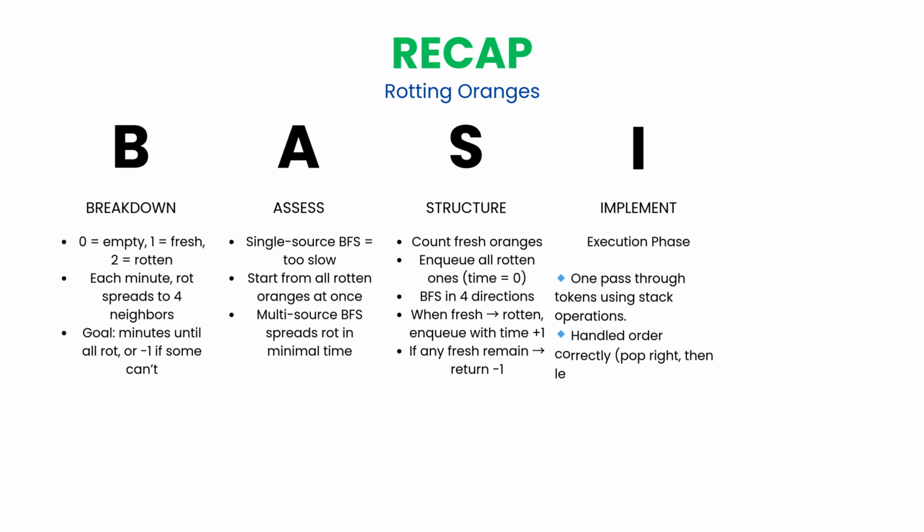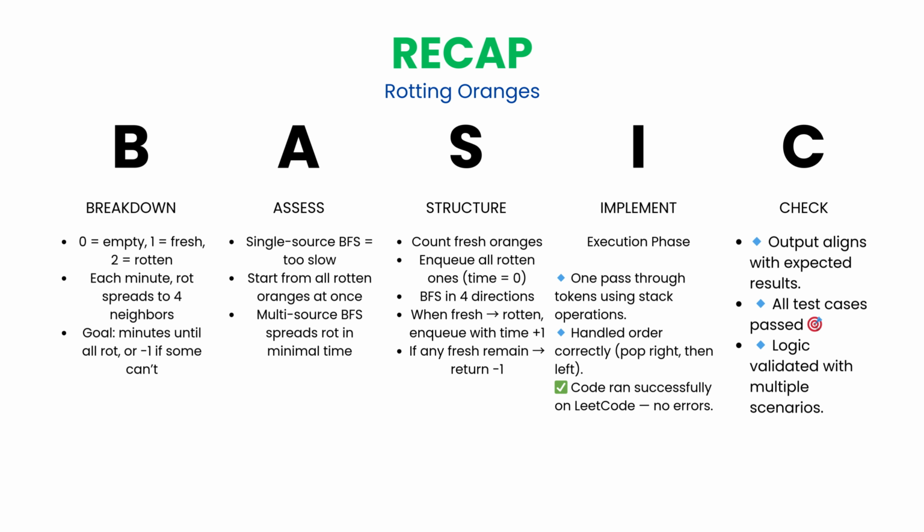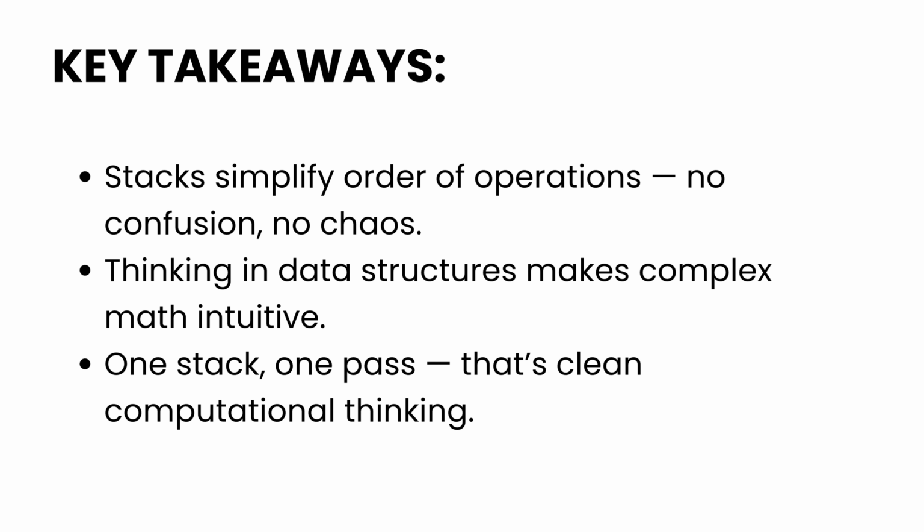We gathered every rotten orange as a starting point, ran 1 clean BFS across the grid, and verified the solution on LeetCode without any errors. All test cases passed. The timing and BFS propagation worked perfectly across all grids. The key takeaway: think in waves, not steps. Multi-Source BFS turns what looks like chaos into one elegant flood that models real-time spread precisely and efficiently.